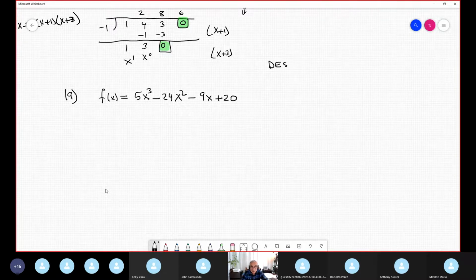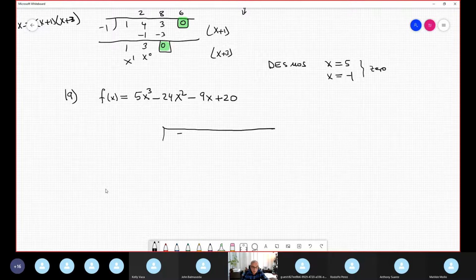que at x equal 5 and also at x equal negative 1 is a 0. Pero hay verification. I need to verification. Okay, so you are doing synthetic division. 5, negative 24, negative 9, and positive 20. And you divide by 5.